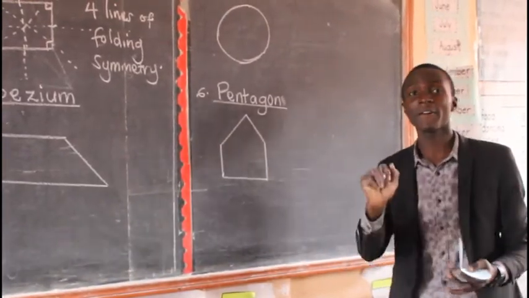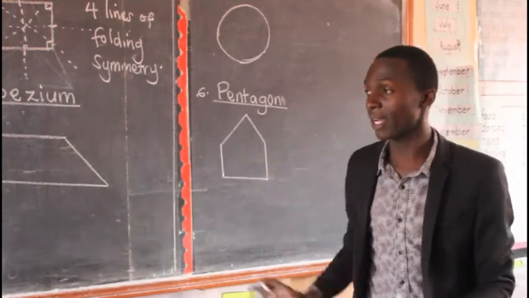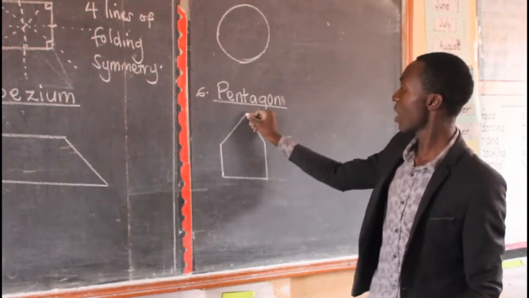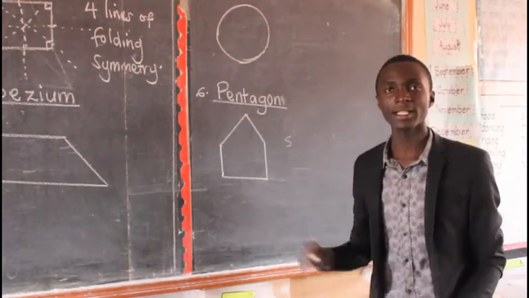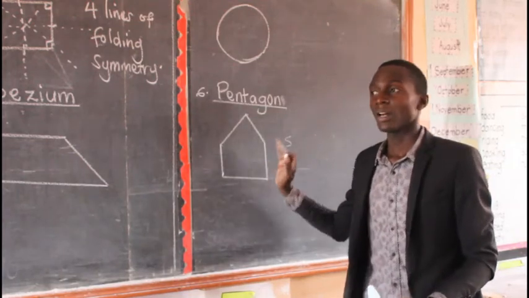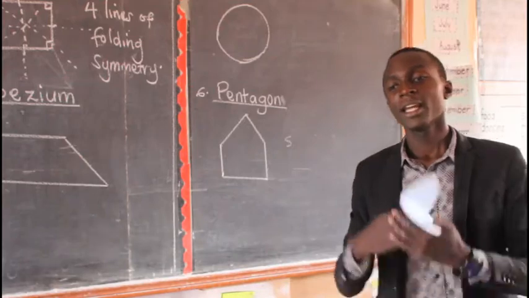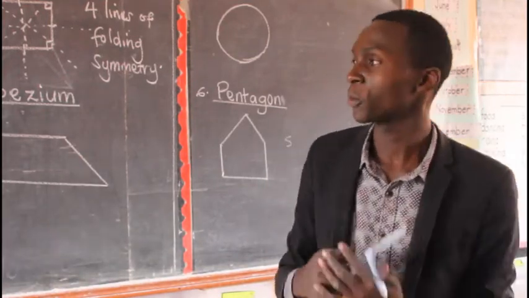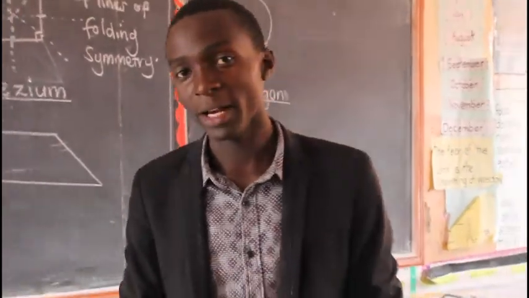We can see here a pentagon. A pentagon is a 5-sided shape. It has 5 sides: 1, 2, 3, 4, 5. That is a pentagon. Others we shall see are hexagon, heptagon, and others. Those are some of the shapes which we've seen today in the primary 3 lesson.